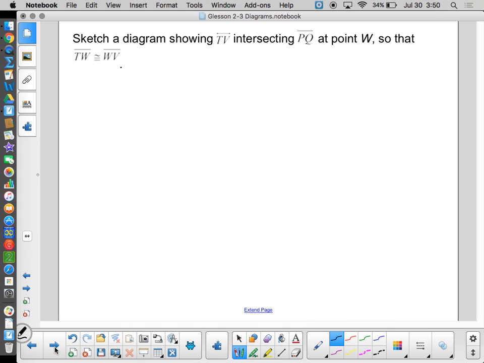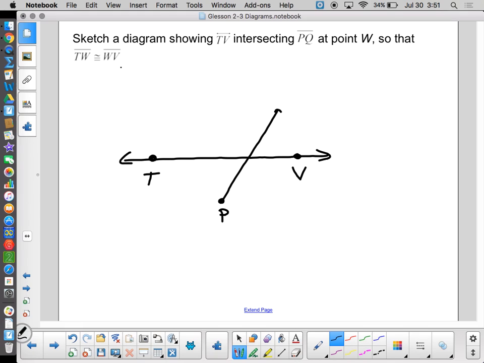A diagram showing line TV intersecting segment PQ at W. All right, so we've got a line TV. So T and V, it's a line. I've got my arrows on both ends, so I've got a line. It's intersecting segment PQ at point W. So I got a segment PQ, and the point of intersection has to be at W.